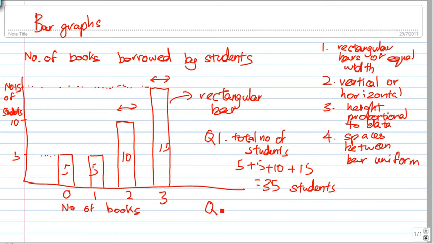Question 2: what's the total number of books borrowed? 5 students borrow 0 books a week. That's 5 times 0, which is 0. 5 students borrow 1 book, so it's 5 times 1, because each student borrows 1 book, plus here 10 times 2. 10 students borrow 2 books each a week, and here 15 students borrow 3 books each a week.